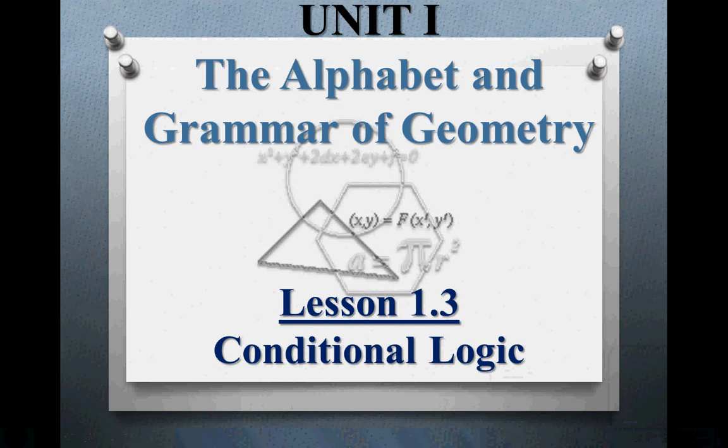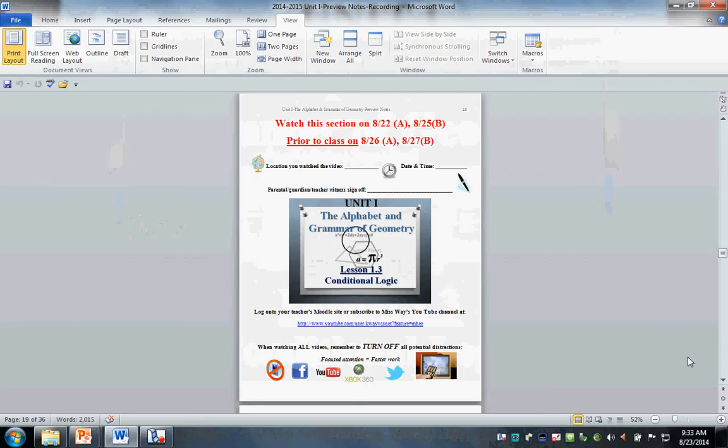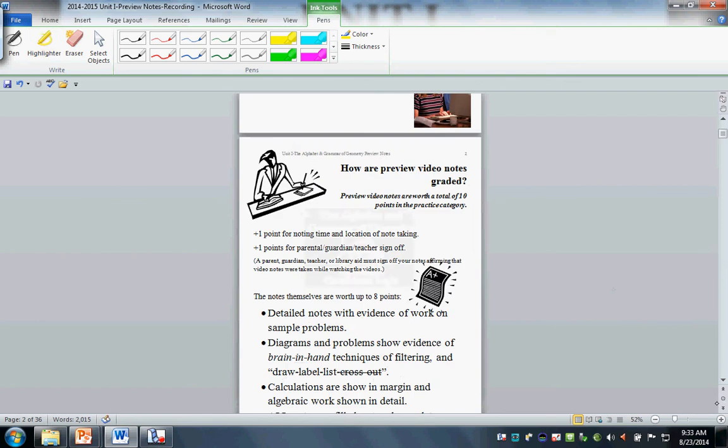Students, this is Unit 1, the Alphabet and Grammar of Geometry, Lesson 1.3, Conditionals and Logic. Taking a look here, please make sure that you get both the date, time, and location that you are watching this, as well as a parent, teacher, or guardian sign off.